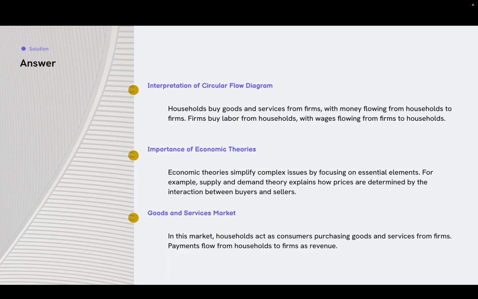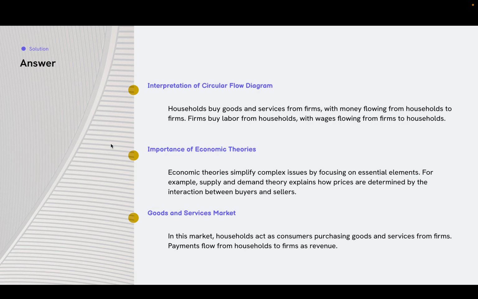So the first question. Households buy goods and services from firms, with money flowing from households to firms. Firms buy labor from households, with wages flowing from firms to households. This is an explanation of the relationship between firms and households in the circular flow model, and this is how wages and materials are transferred.